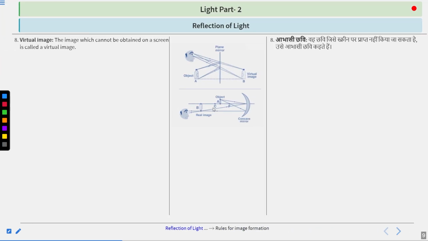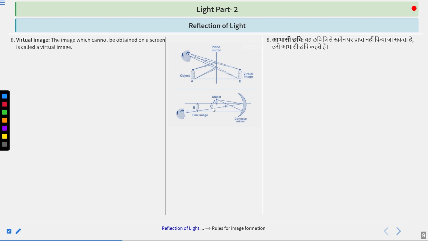Thereafter, the virtual image. The image which cannot be obtained on a screen is called a virtual image. So the image that is not actually obtained on the screen is what we call a virtual image.